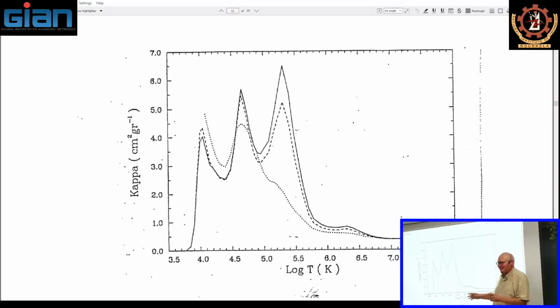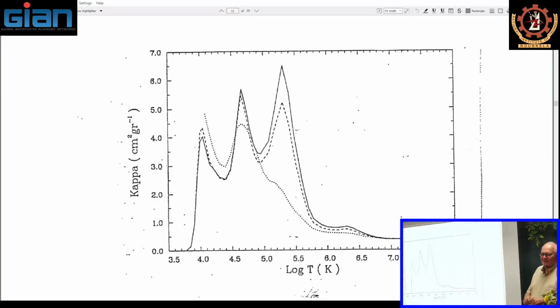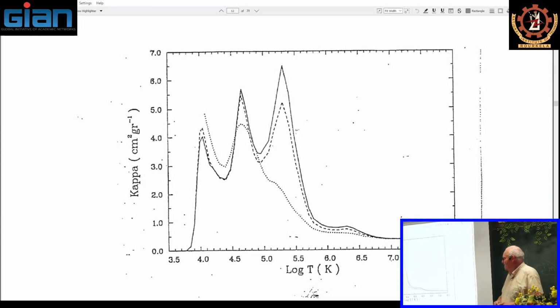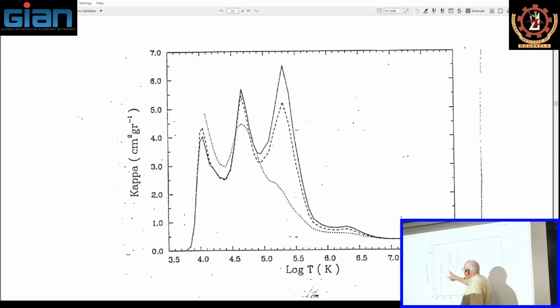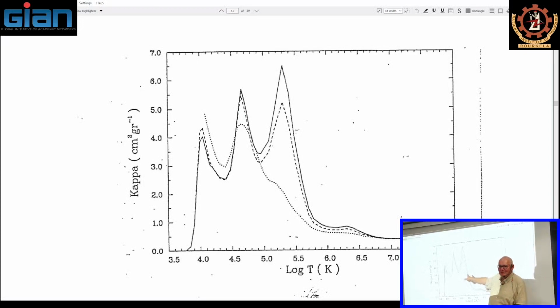I'm sorry, I have to tell a small story. This dotted line is based on an opacity table which was available until the 1990s. It shows these two peaks here, but it doesn't show that one. In the 1990s, some clever guys at Los Alamos and Livermore sat down and saw that we had so far missed a source of opacity, and this source of opacity provides this new peak. And so all stellar evolution calculations essentially had to be redone because this peak was missing so far.